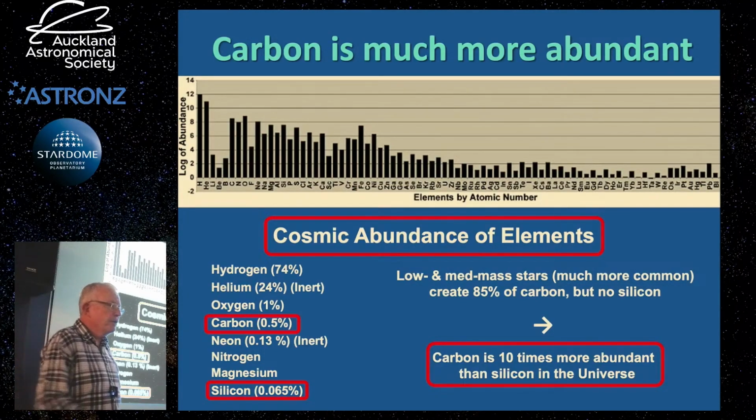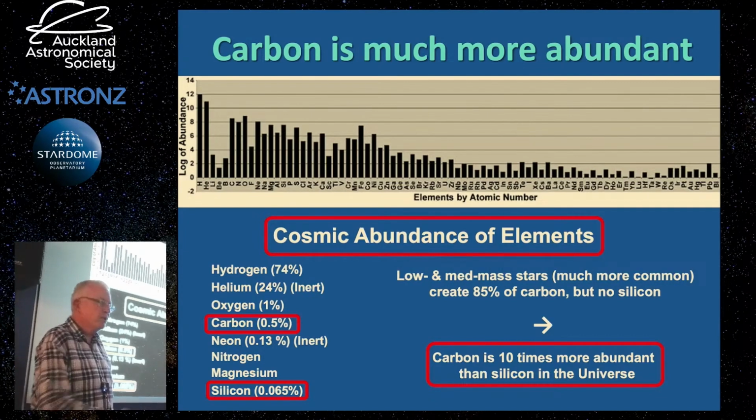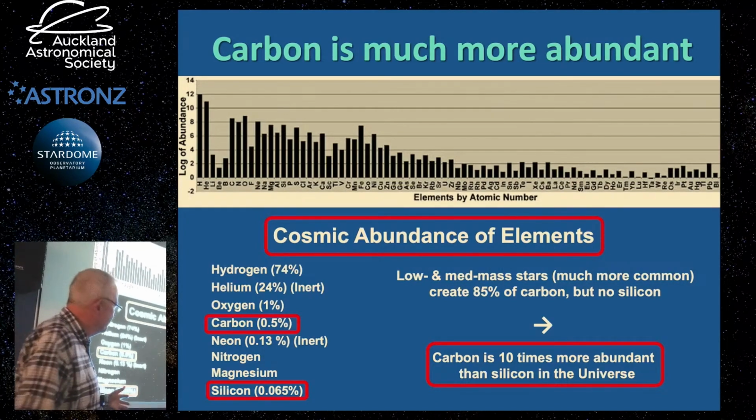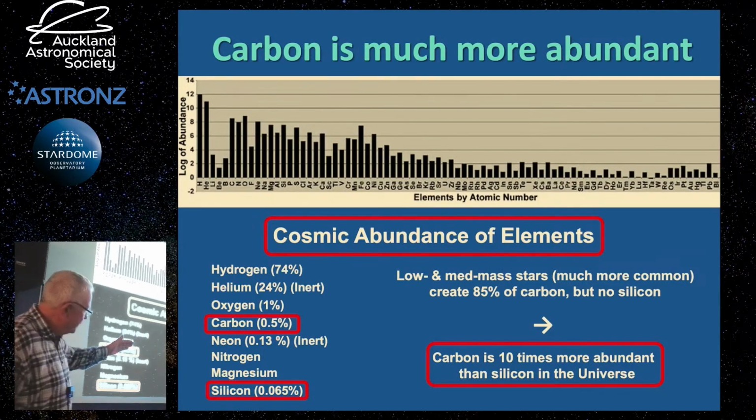You might argue there's a bit more silicon actually on planet Earth. Most of it's tied up in rock. Carbon is far more accessible. But in the universe, carbon is 10 times more abundant.